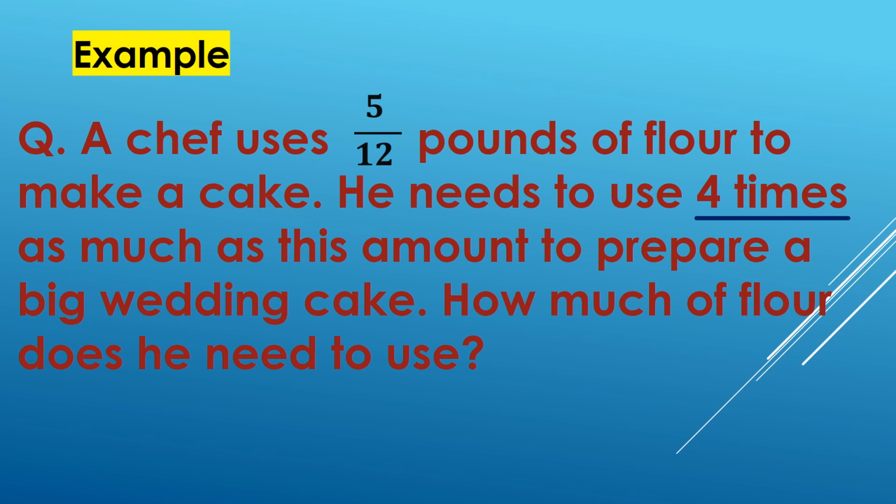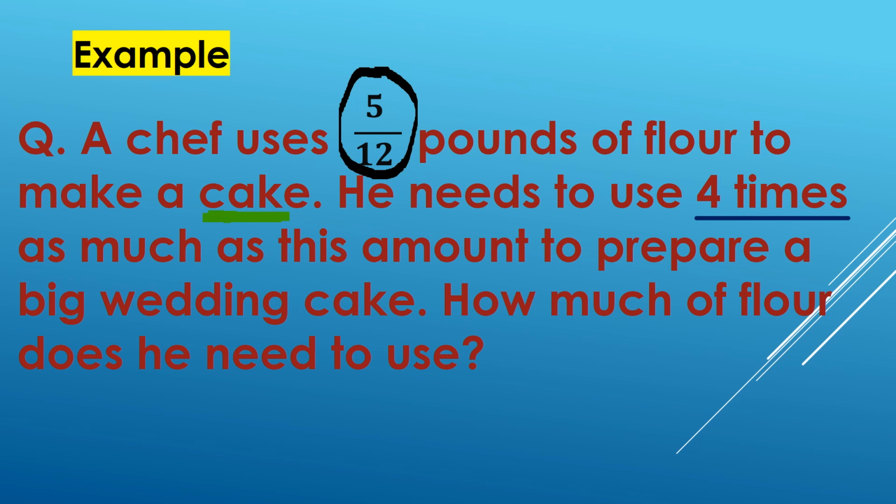A chef uses 5 over 12 pounds of flour to make a cake. He needs to use 4 times as much as this amount to prepare a big wedding cake. How much of flour does he need to use? So this chef, he has 5 over 12 pounds of flour. Okay? This recipe is enough to prepare only one cake, a normal cake, right? But if he prepares a wedding cake, of course he will need to use more than this amount.